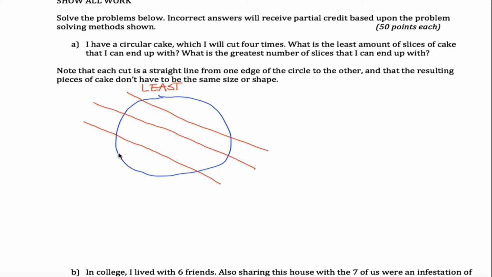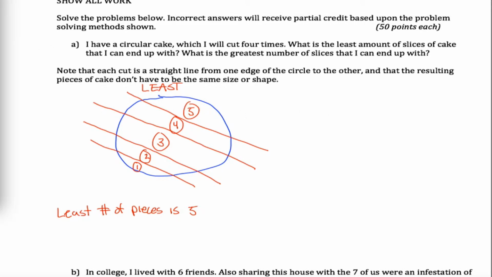I've done 3 so far. I need a 4th one. Maybe I'll throw it down here. Good enough. There's 4 cuts. It leaves me with 1, 2, 3, 4, 5 slices of cake. So, I don't know, the least number of pieces is 5. You could probably describe that a little bit better, follow our problem-solving methods a little bit better, but for the sake of brevity of this video, I'll leave it just like that.